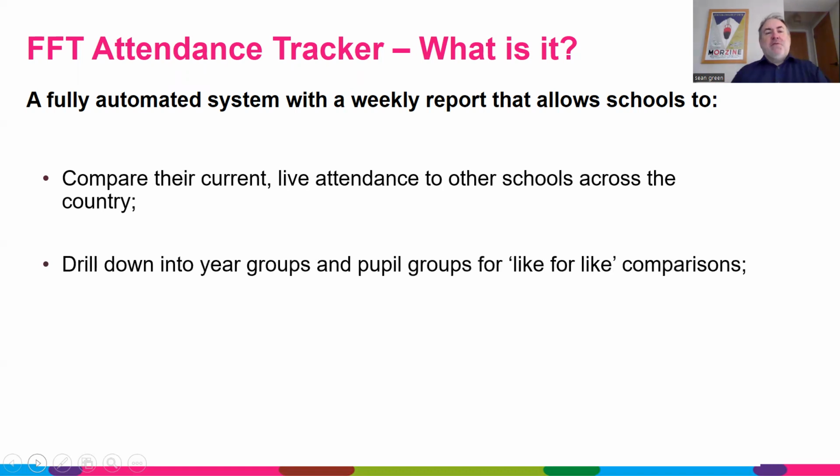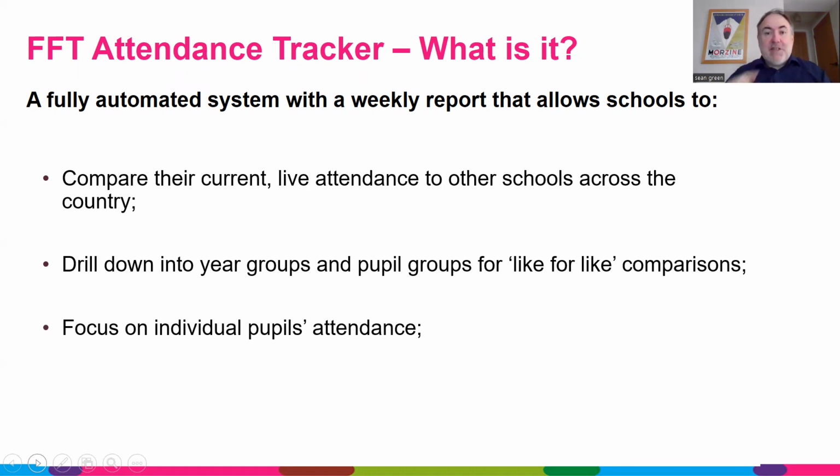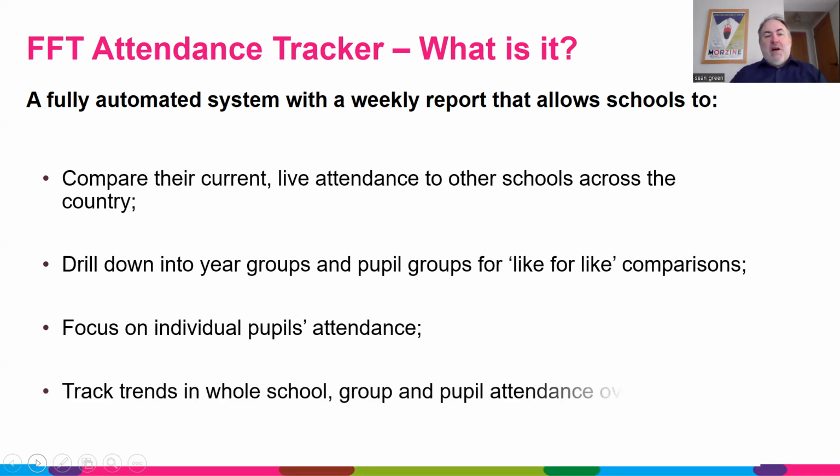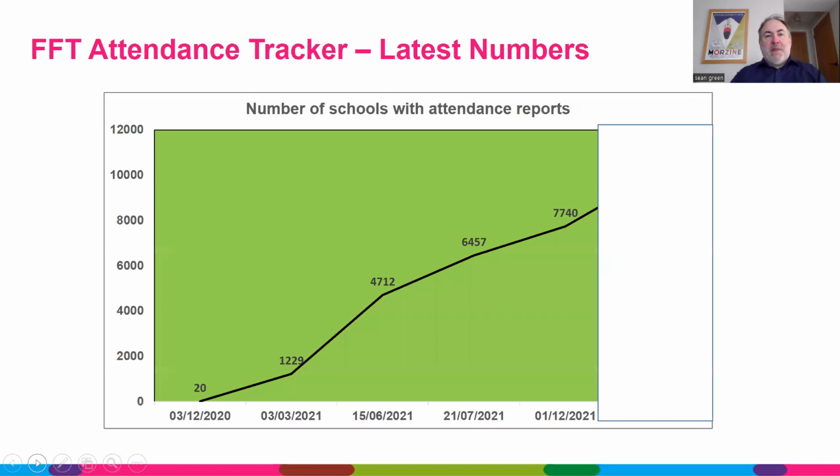But beyond the whole school figure, you can drill down and you can look at year groups, you can look at pupil groups and get those like-for-like comparisons. So how do your year nines compare to other year nines? How do your boys compare to other boys across the country? Going beyond that, you can go into individual pupil attendance. So you can use this to look at individual pupils, see where they might be missing certain sessions, see what their trends are like as it goes through the year. And because we go right back to the start of the academic year, you can see trends in whole school, group, and pupil attendance right from the start of the academic year to where we are now and beyond as we continue the academic year.